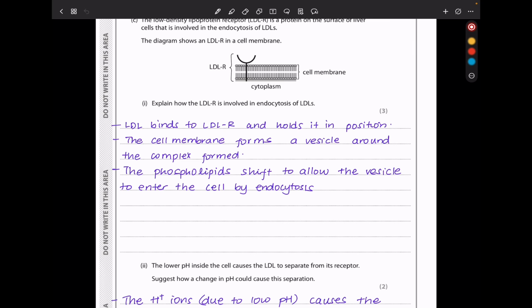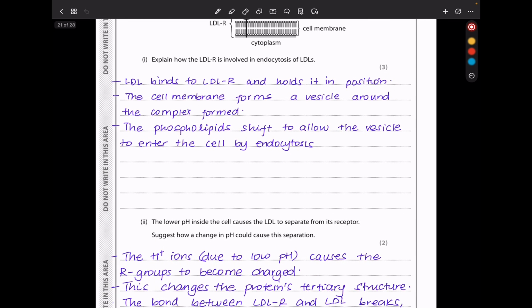This is because the LDLs are going to bind onto the receptor, and then they're going to be held in position. A vesicle is going to be formed around the LDL. Endocytosis occurs, and it's going to be delivered on the other side of the membrane. So I said LDL binds to LDLR and holds it in position. The cell membrane forms a vesicle around the complex formed. The phospholipid shifts to allow the vesicle to enter the cell by endocytosis.